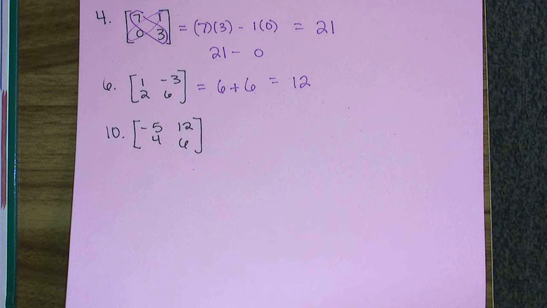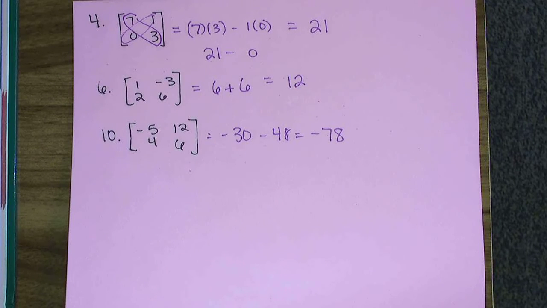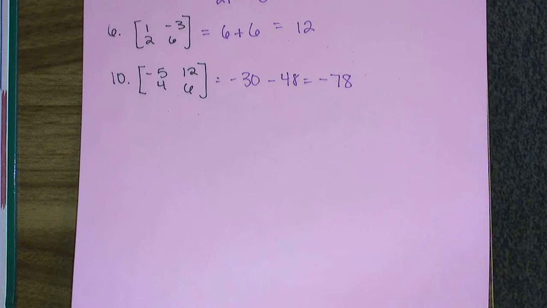Alright, what do we get for this one? Okay, good. I'm making sure nobody was going to contradict each other. Alright, negative 78 was that one. Pretty easy, right?